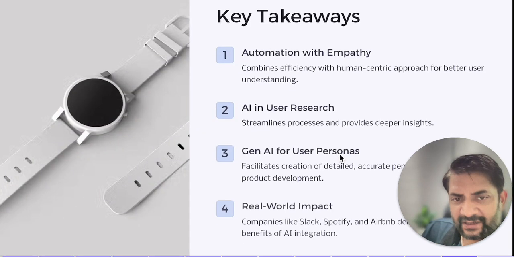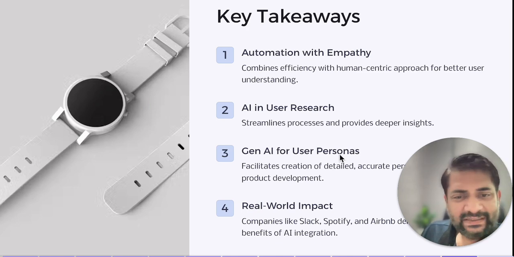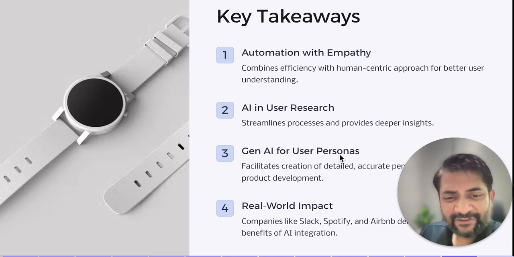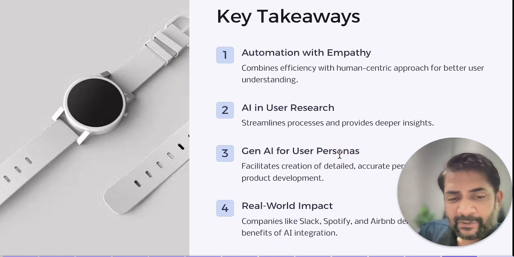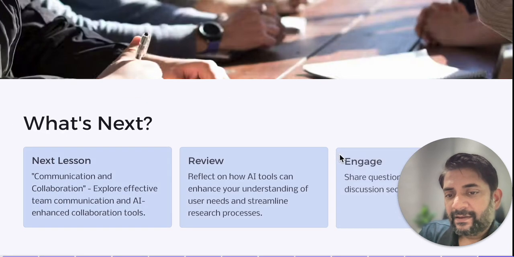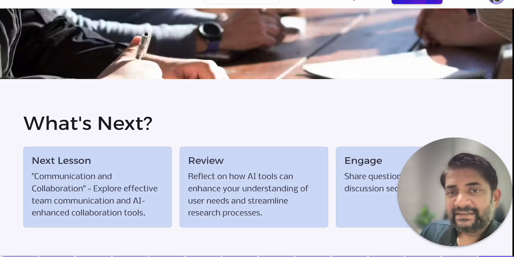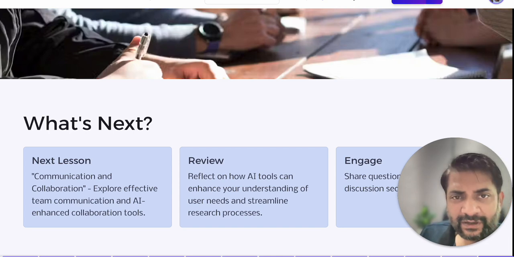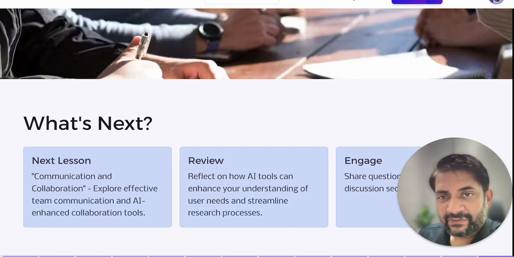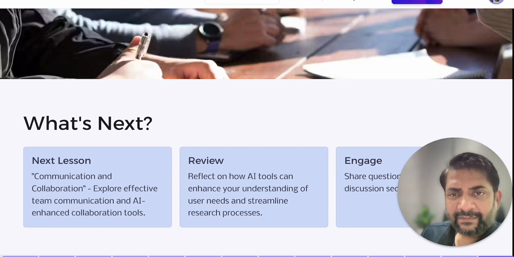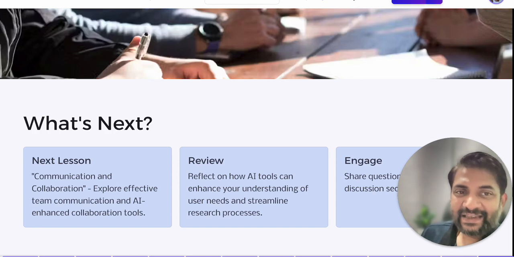We have a few key takeaways: automation with empathy, AI in user research, Gen AI for user personas, and the real-world impacts. We saw the examples from Slack, Spotify, and Airbnb. And what's next? In our next lesson, communication and collaboration, we'll explore how to effectively communicate with our team and stakeholders and collaborate seamlessly using AI-enhanced tools. We'll cover strategies for clear communication, fostering collaboration in cross-functional teams, and leveraging AI to facilitate effective workflows.